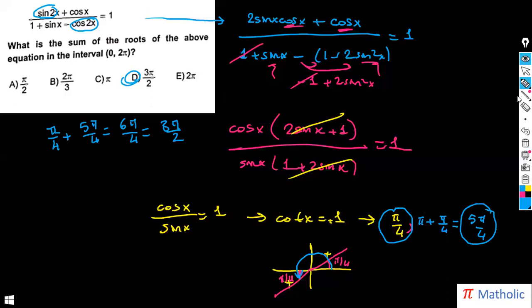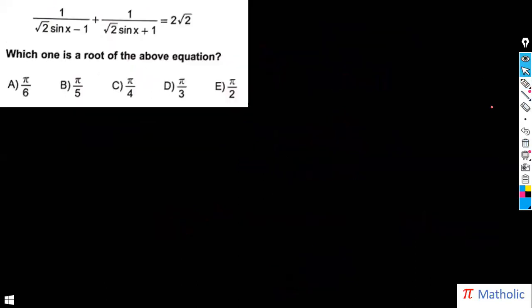Okay, let's move on to another question. So 1 over radical 2 sine x minus 1 plus 1 over radical 2 sine x plus 1 equals 2 radical 2. So let's solve this question.